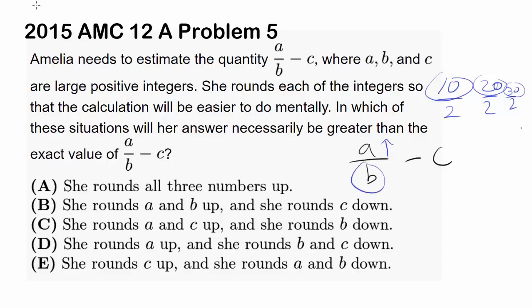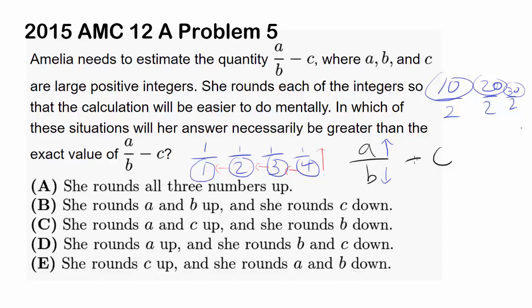How about b? Do you want to round it up or down? Well, for b, we want to round it down, and the reason is, consider this. Let's consider 1 over 1, 1 over 2, 1 over 3, 1 over 4. As the number in the bottom gets larger, the entire fraction with the same numerator gets smaller. On the other hand, when the number in the bottom gets smaller, 4, 3, 2, 1, the entire fraction gets larger. So we want b to go smaller, so the entire thing becomes larger.